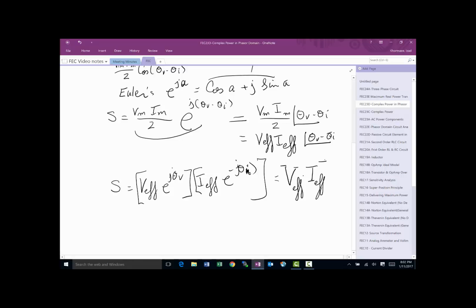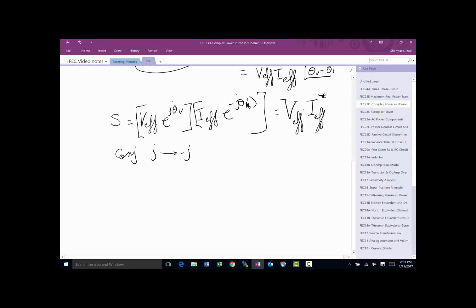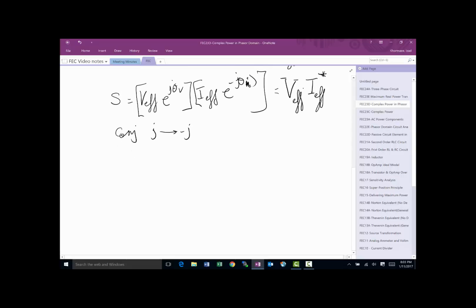This is usually represented with a conjugate. This star is not anything else; it is a conjugate, and the conjugate of a function is where j gets replaced by minus j. So there's a negative sign here: I effective would have been I effective magnitude e to the j theta, but it became minus j. You have to be careful with that when you're working in the phasor domain.